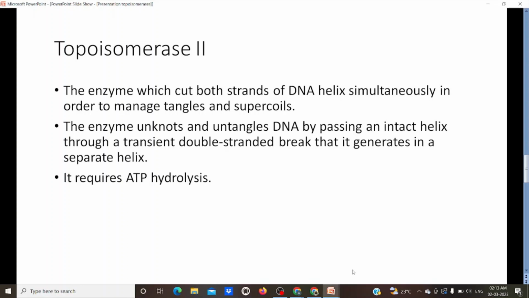Now comes topoisomerase 2. Topoisomerase 2 is a 375 kDa protein that consists of two pairs of subunits designated A and B. The enzyme cuts both strands of the DNA helix simultaneously in order to manage tangles and supercoils. They unknot and untangle DNA by passing an intact helix through a transient double-stranded break that they generate in a separate helix. It requires ATP hydrolysis.